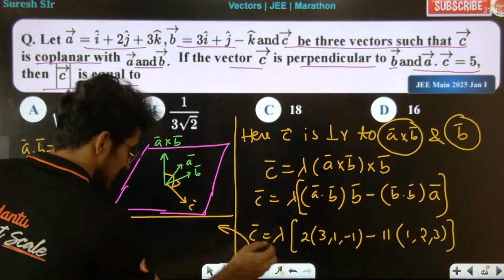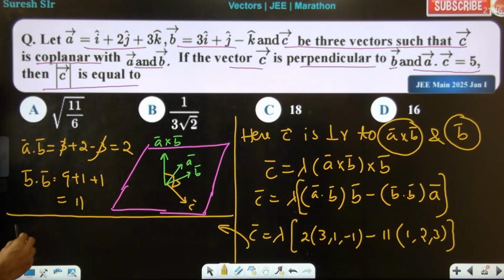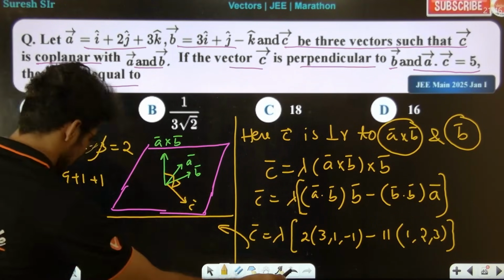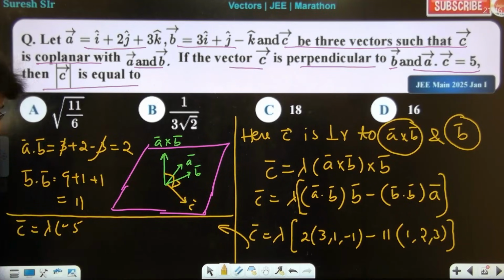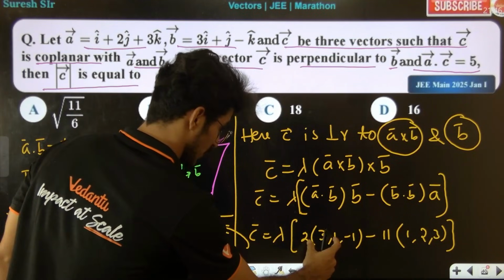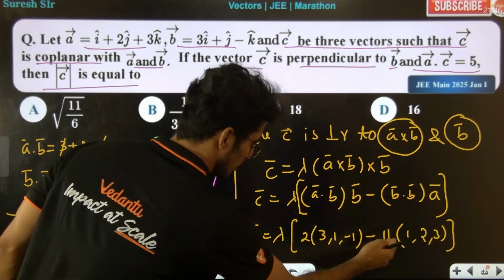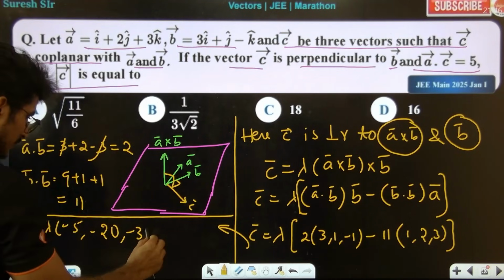We'll do one thing. Let me take this side, C I am writing on the left side. So C vector is going to be what? 6 minus 11, minus 5. Yes or no? So lambda as it is, minus 5. Next, 2 minus 22, minus 20. Next, minus 2 minus 33, minus 35.